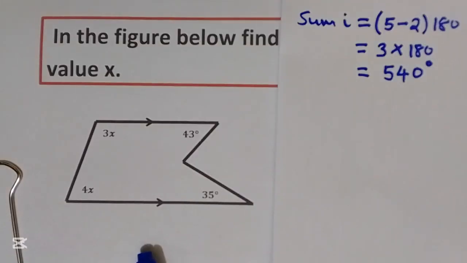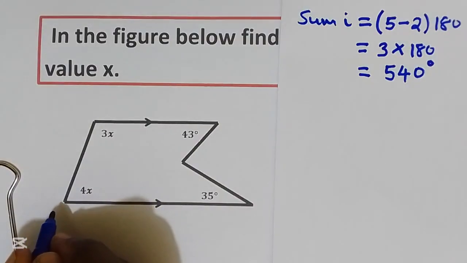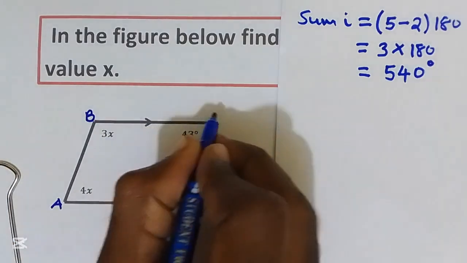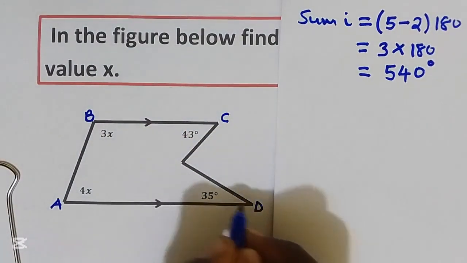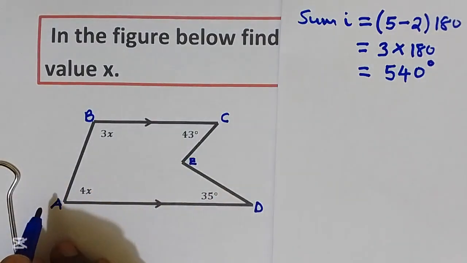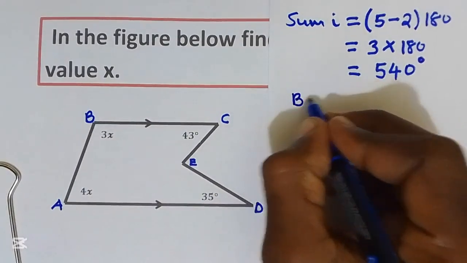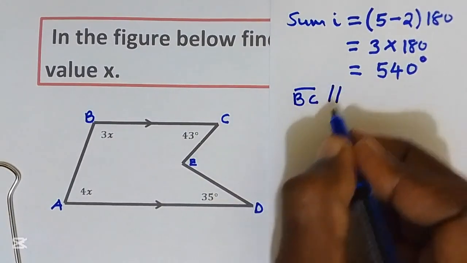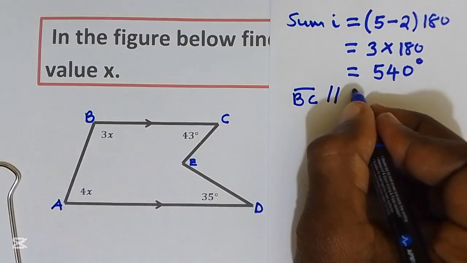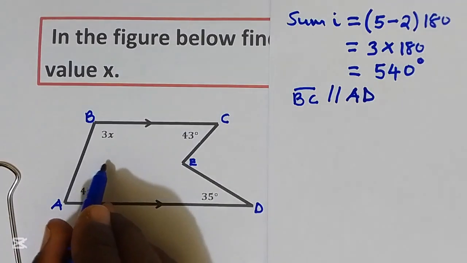But when we look at our question, we don't have this angle. So let us first find this angle and then we are going to find the value of x. Let us give letters to our figure. I'll call this figure A, B, C, D, and this point I'll call point E. Now we can see here line BC is parallel to line AD. Let us introduce another parallel line in the middle.